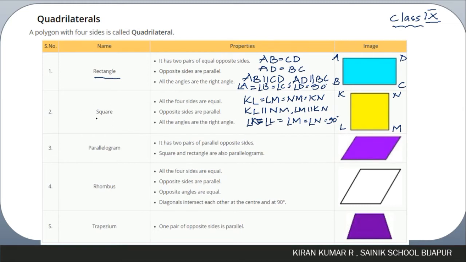What difference can you see in these two figures? In the first figure, we have only the opposite sides equal. In the second figure, we have all the sides equal. That's the only difference between a rectangle and a square according to these two figures.